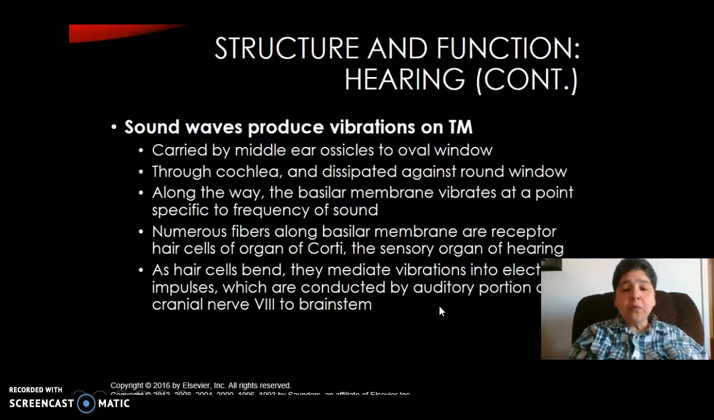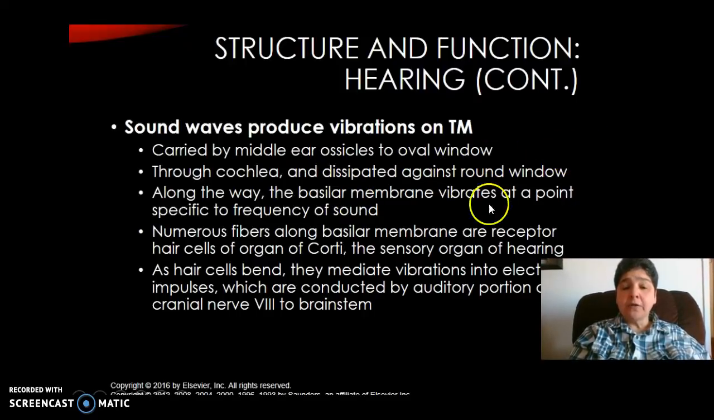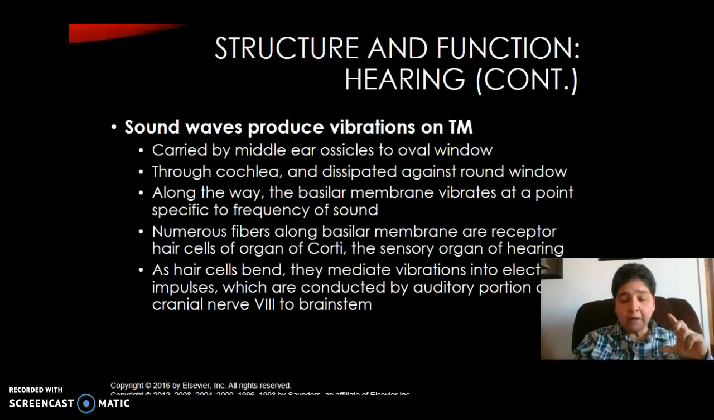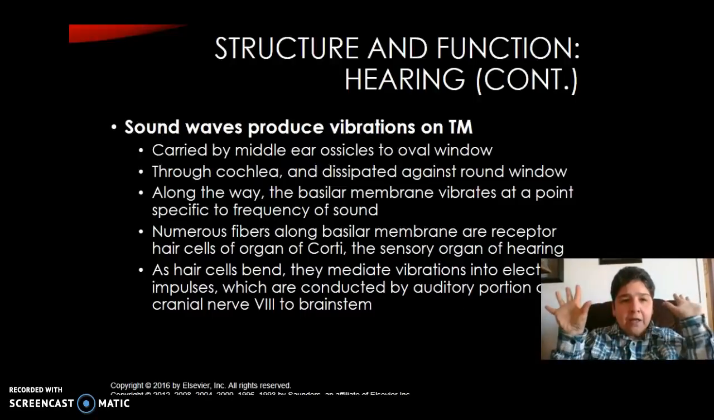Okay, sound waves produce different types of vibrations on your tympanic membrane. These vibrations are carried by those bones in the middle ear to the oval window. And if you have your book available, you might want to turn to that picture again and just look at these structures. Then the sound goes through the cochlea and it goes against what's known as the round window, where it's kind of dissipated. So if you think of something dissipating, it just kind of disappears.